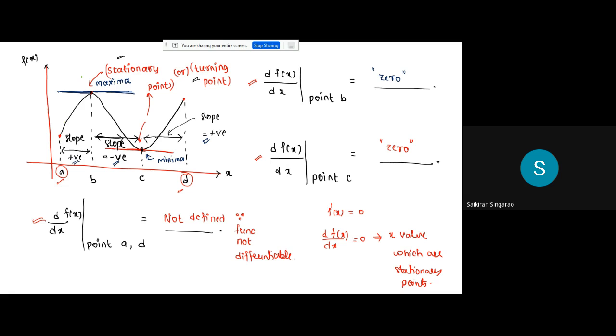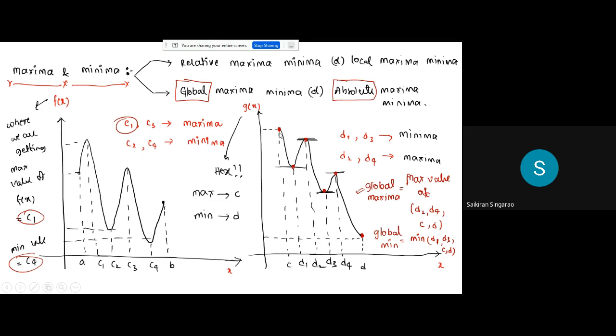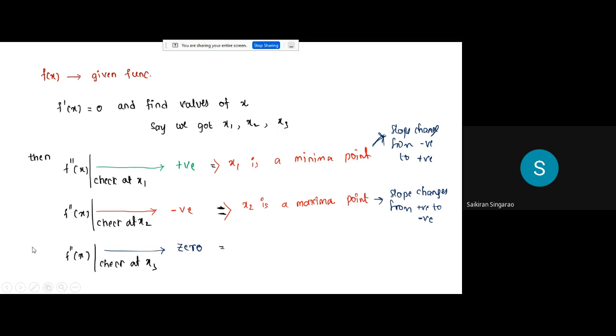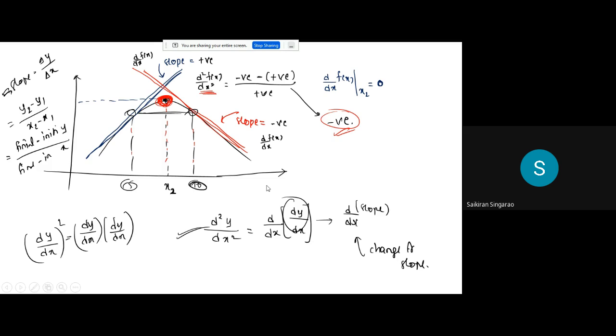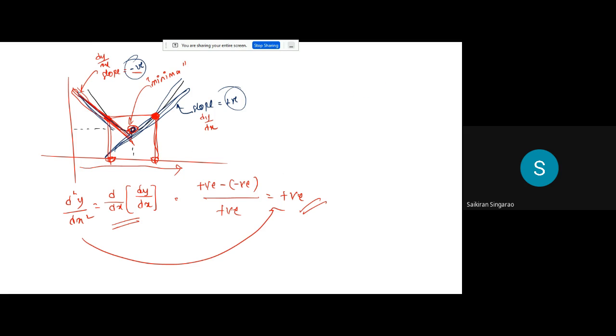Did you understand this? Is this clear? Yes. So what happens when it comes 0? That point is called a point of inflection. I'll tell you how to do that. It is like this. Say I draw a curve like this, a nice curve.